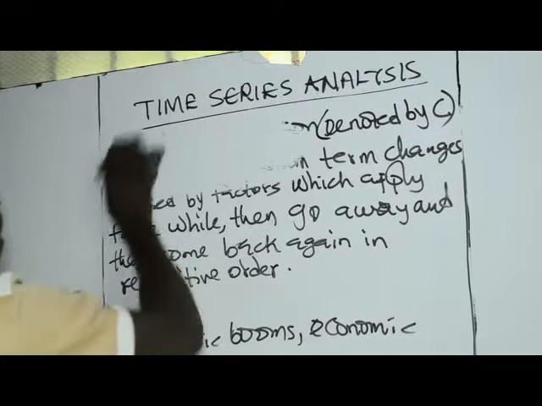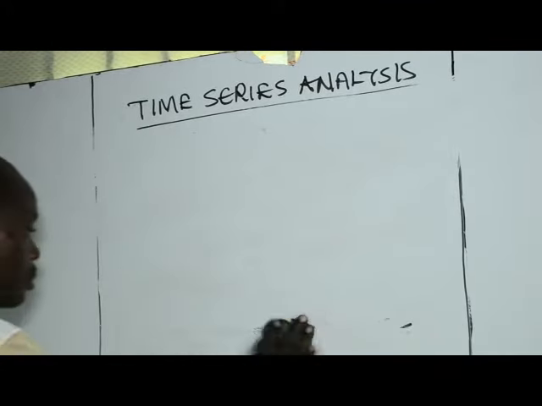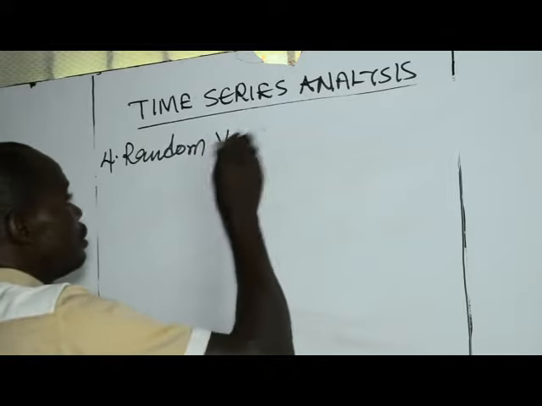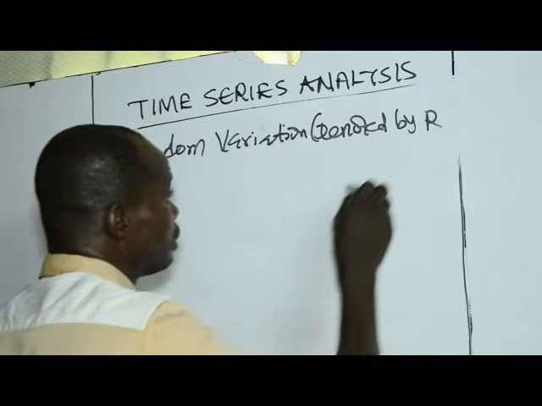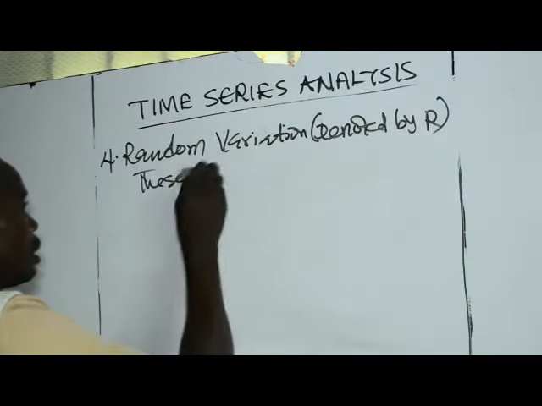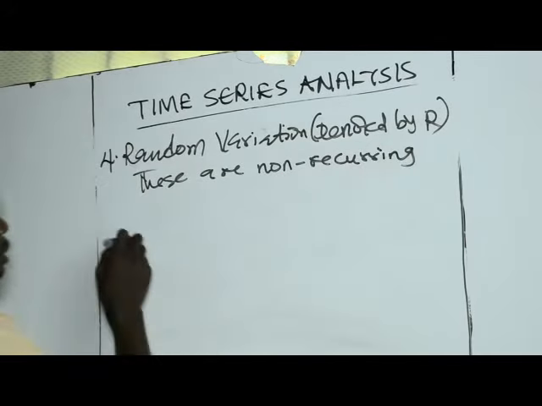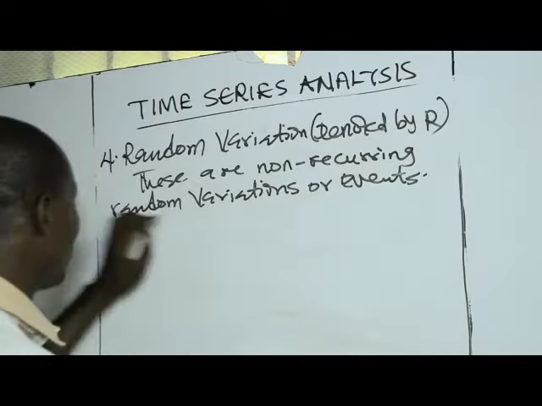Number 4 is random variation. Random variation, denoted by letter R. These are non-recurring random variations or events. They are non-recurring events. They are non-recurring random variations. They are non-recurring random events.